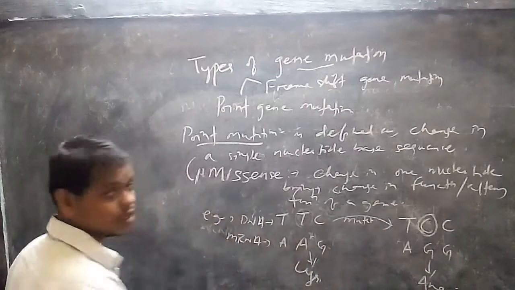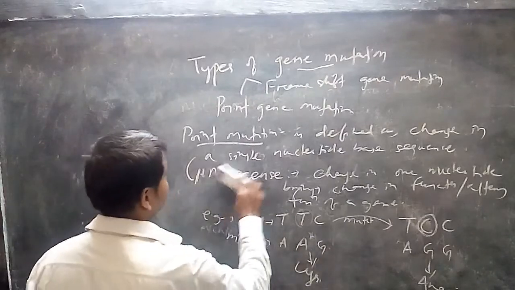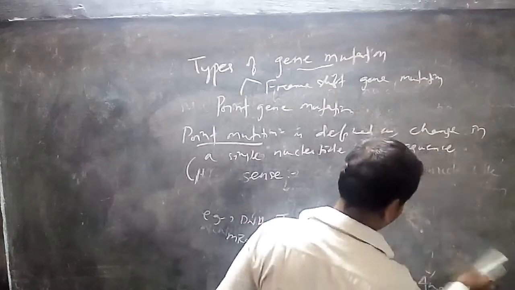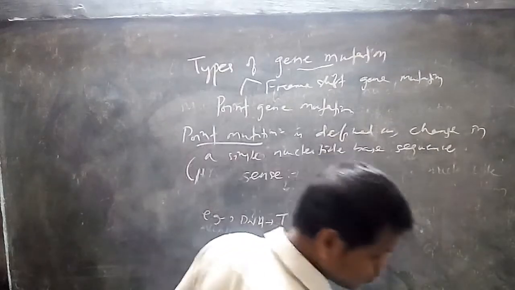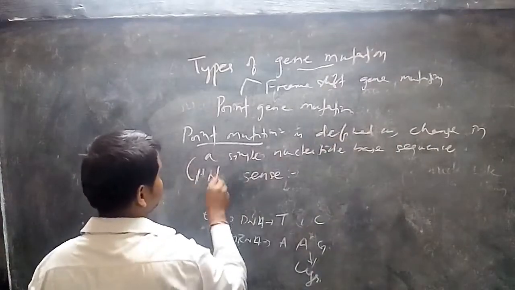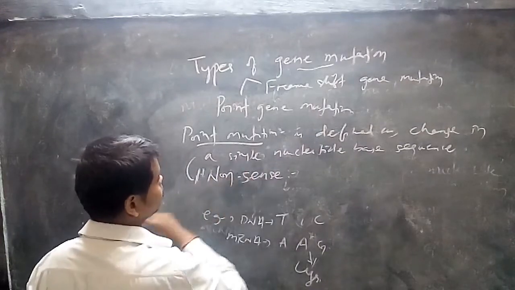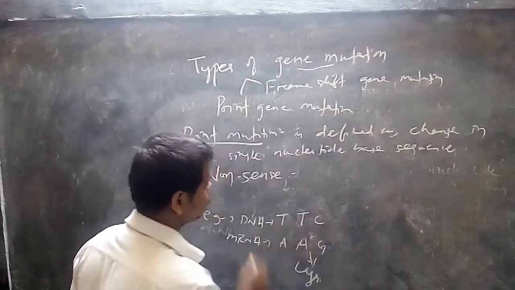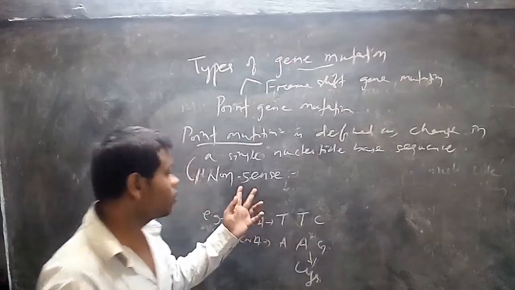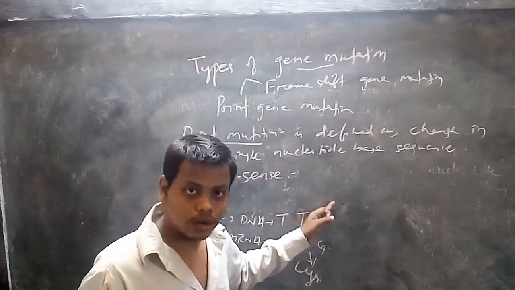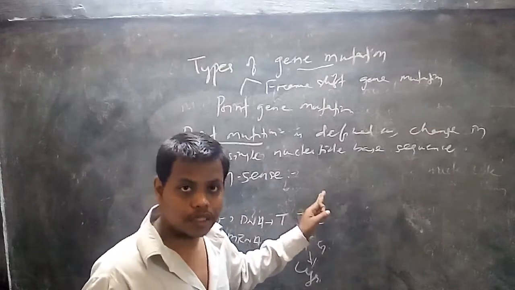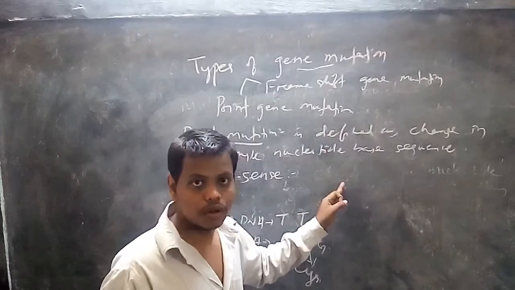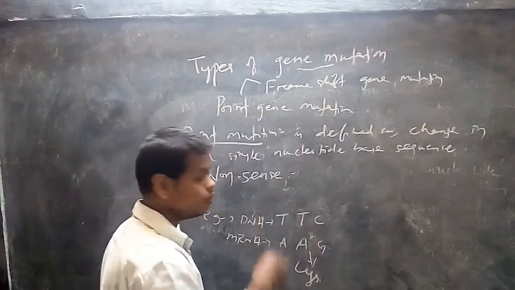Then the next thing is nonsense point mutation. What is nonsense point mutation? When mutation to one nucleotide base brings a nonsense codon. Nonsense codon refers to a stop codon, that is UAA, UAG, UGA.